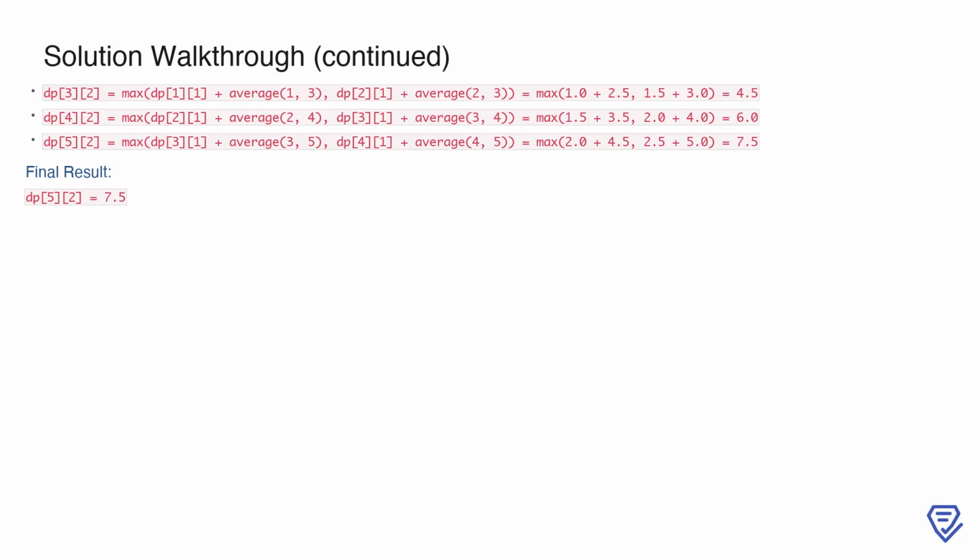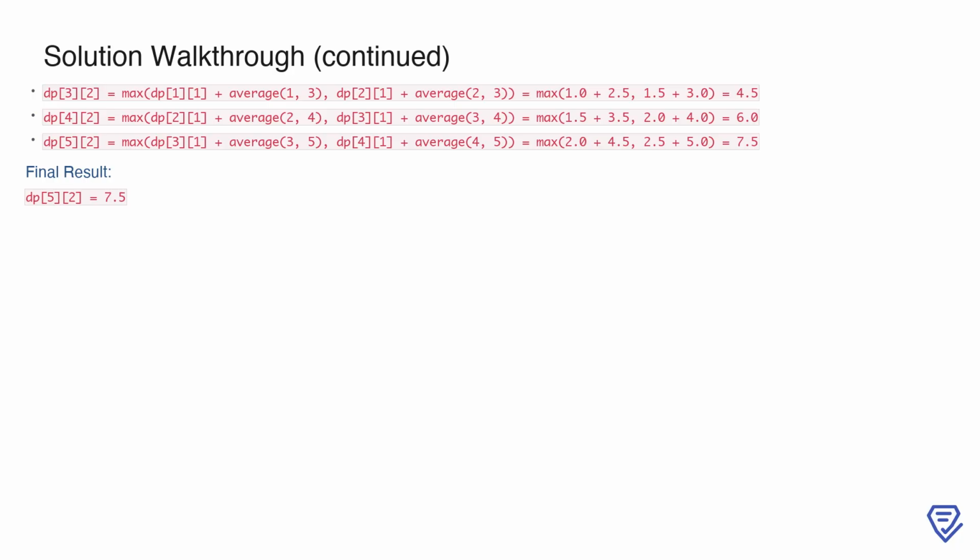For dp[3][2], we evaluate two possible splits, one at index 1 and another at index 2. The maximum value between these splits is 4.5. Similarly, dp[4][2] is the maximum of splitting at index 2 or index 3, yielding 6.0. Finally, dp[5][2] considers splits at index 3 and index 4, resulting in a value of 7.5. Thus, the maximum sum of averages for two groups in this example is 7.5, achieved by optimally splitting the array into two parts.